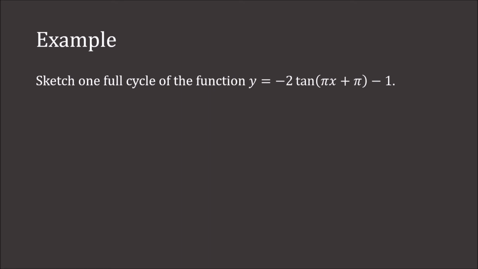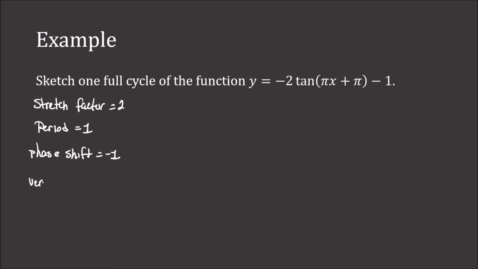We wish to sketch one full cycle of this tangent function. So the stretching factor is 2. We have a period of 1, right? B is pi. We have a phase shift of -1. Right, again, if we factor out a pi from here, this becomes +1. And we have a vertical translation of negative 1.